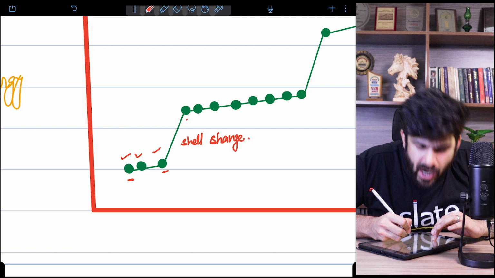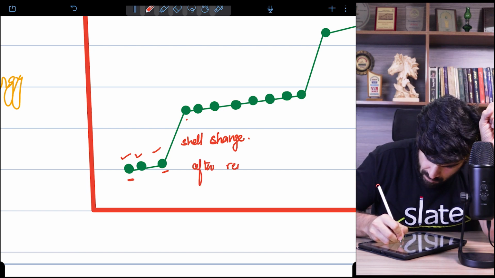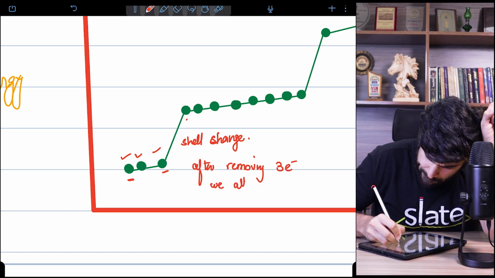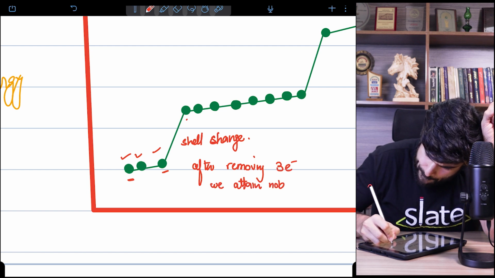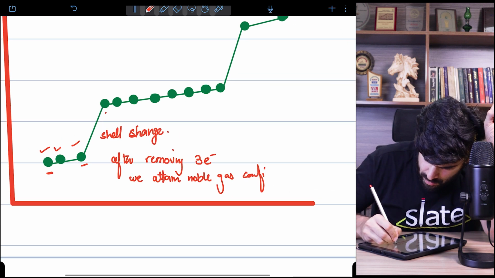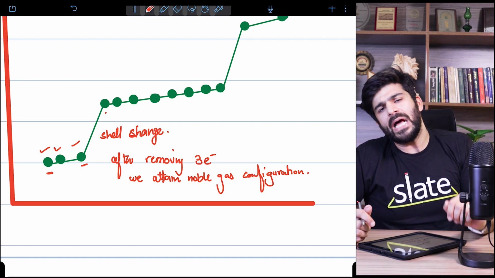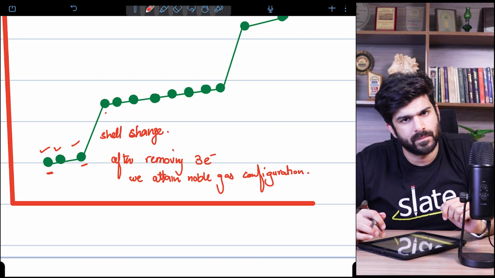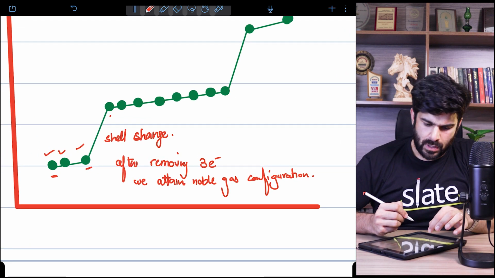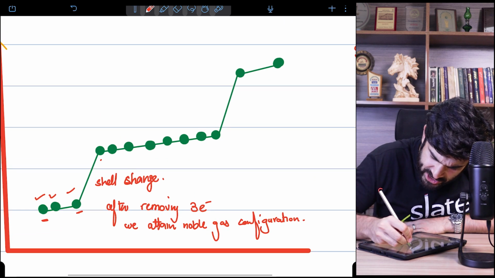And here, after removing 3 electrons, we attain noble gas configuration. So we attain a noble gas configuration after removing 3 electrons. So 1, 2, 3. Then there is a big jump. We see the jump here. There is a shell change. Then we see another shell change here.